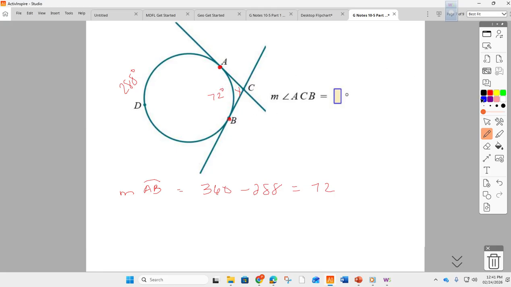Now we use our formula. Arc minus arc divided by 2 equals our angle. You guys should be able to do that. Give you a head start.